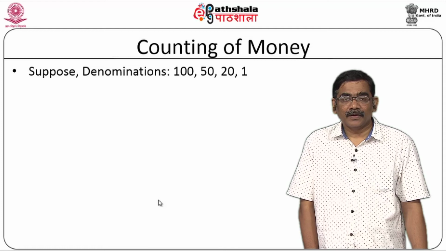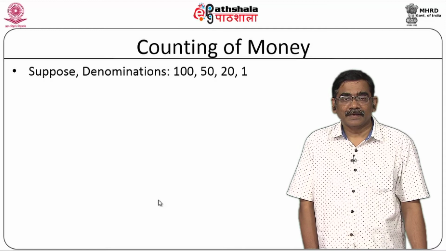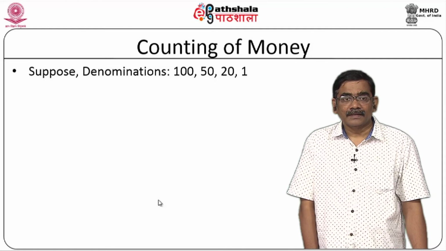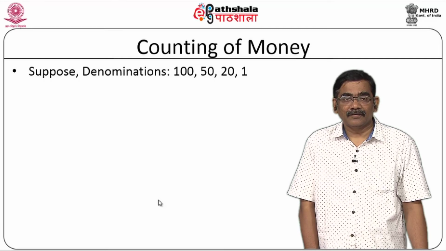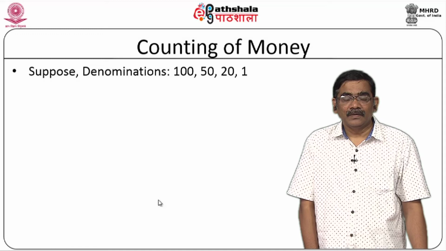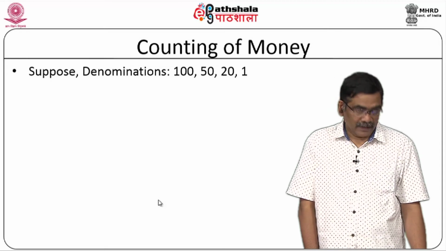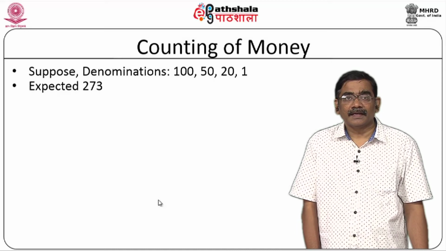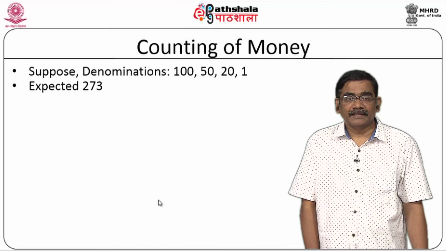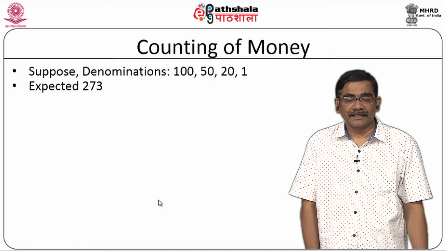Let us avoid units like rupees, coins and all. Let us assume a scenario where the denominations are 100, 50, 20, 1. We can add any units, so assume that these are all coins for simplicity's sake. A friend is expecting 273. That means I have to satisfy that.